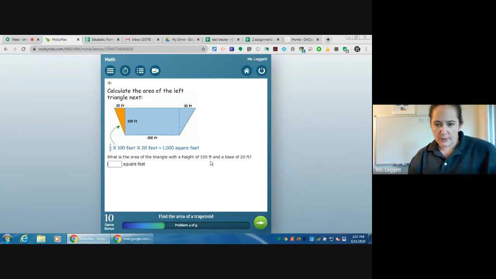The triangle with 100 feet height is right here. They have it highlighted in orange, and they also give you the answer right here. That half times 100 times 20 is 1,000.